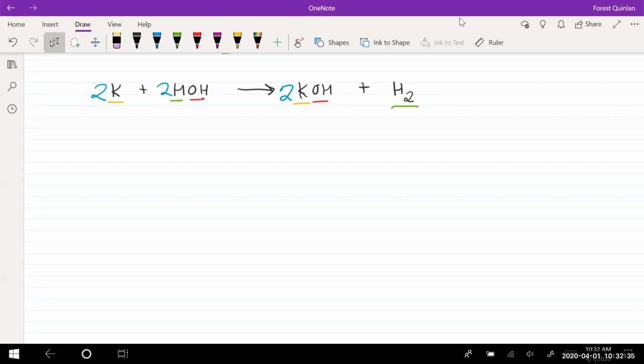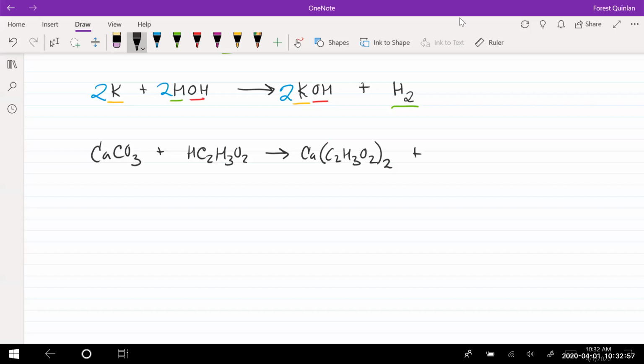Let's do another one. Let's do calcium carbonate plus acetic acid, HC2H3O2. On the other side, I will go ahead and make Ca(C2H3O2)2. And I will also make some H2O and CO2.